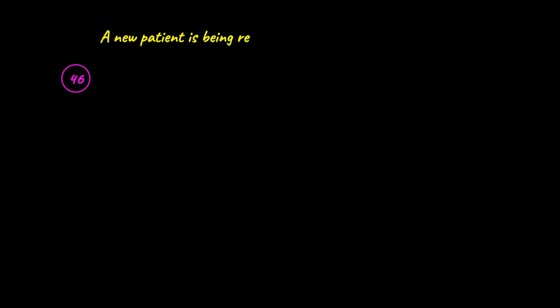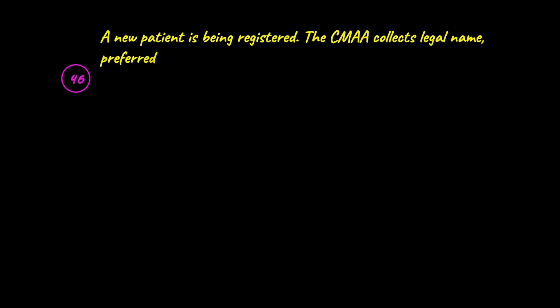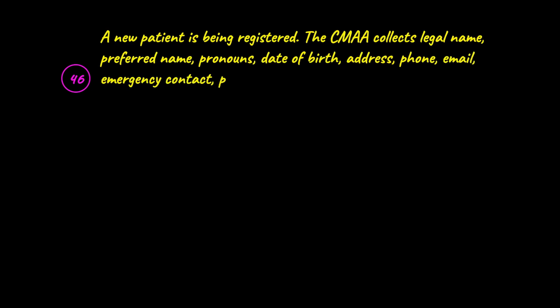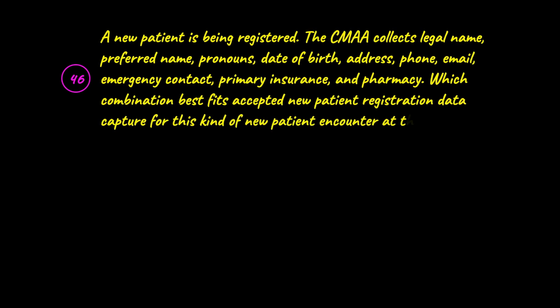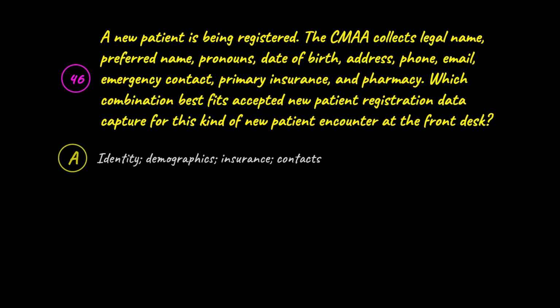Question 46. A new patient is being registered. The CMAA collects legal name, preferred name, pronouns, date of birth, address, phone, email, emergency contact, primary insurance, and pharmacy. Which combination best fits accepted new patient registration data capture for this kind of new patient encounter at the front desk? Your options are A.